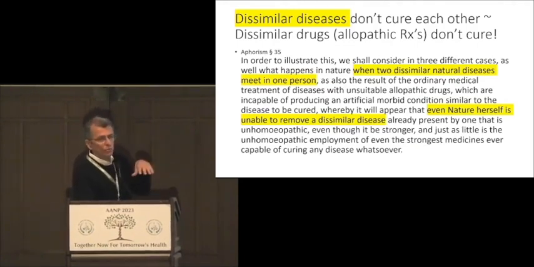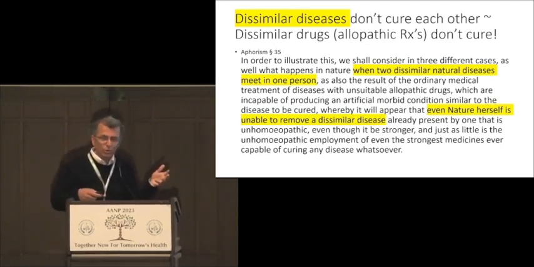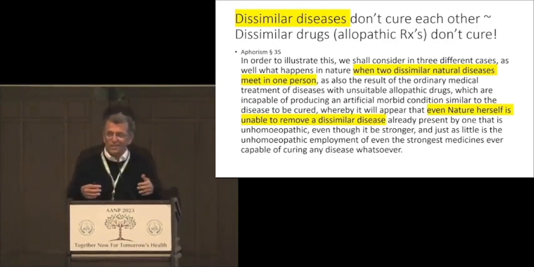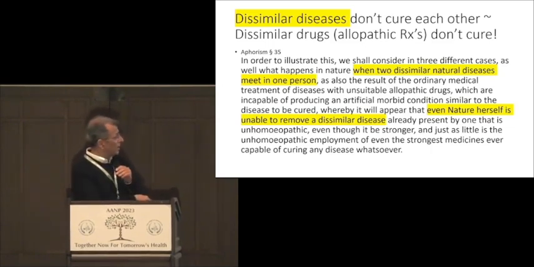What would nature do? Just always ask, what would nature do? If you have two dissimilar diseases, they don't cure each other. By the same token, dissimilar therapies don't cure a disease. So that's why allopathy doesn't cure usually, and we're going to talk more about that. That's aphorism 35 from the Organon.